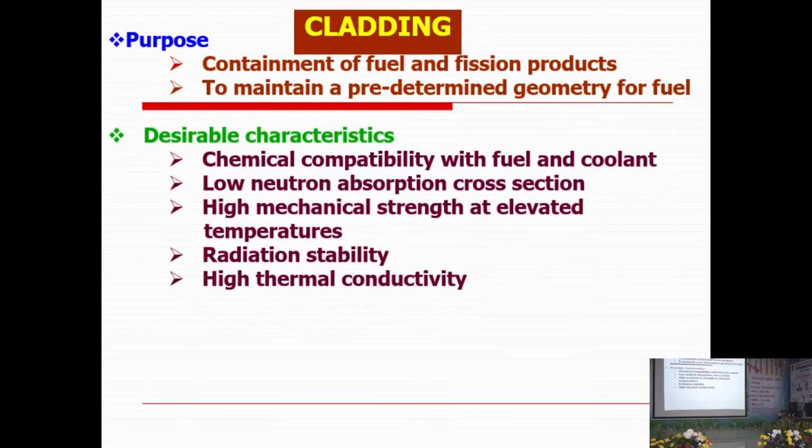The desirable characteristics for this cladding material: you should have very good chemical compatibility with the fuel and coolant, such that it should not form other reaction products at the reactor operating conditions. Then a low neutron absorption cross section, and high mechanical strength at elevated temperatures, because nuclear reactors operate at very severe conditions, very high coolant pressure and high temperatures. At these conditions it should still have very good mechanical strength, then radiation stability and high thermal conductivity, because only if it has high thermal conductivity will the heat be transferred from the fuel to the coolant.